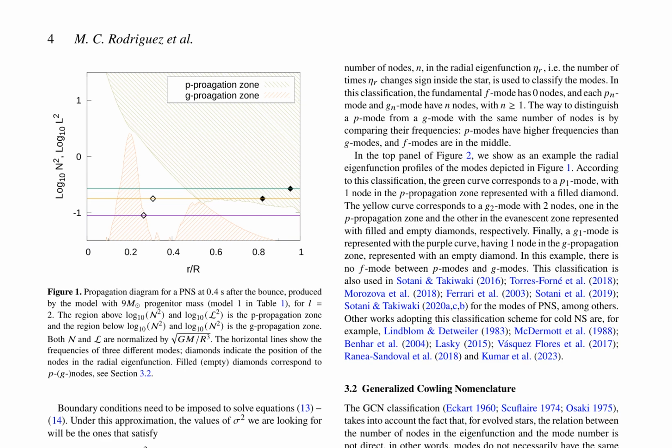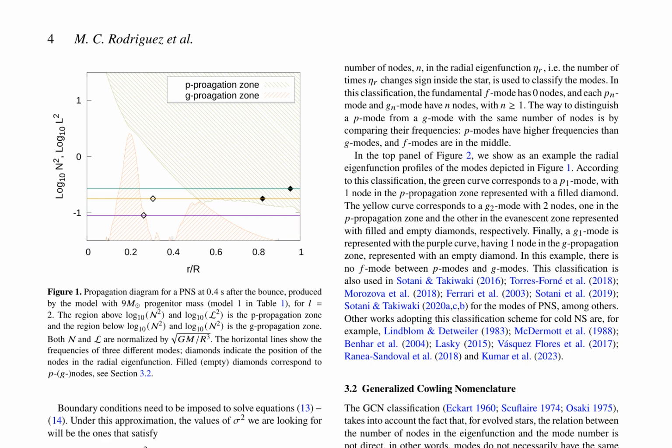The authors also introduce a third classification scheme based on modal property, which complements the GCN classification by representing the character of the mode. This scheme is introduced by Shibahashi and Osaki, 1979, and is more appropriate for evolved stars.